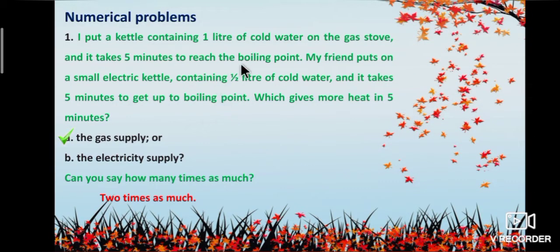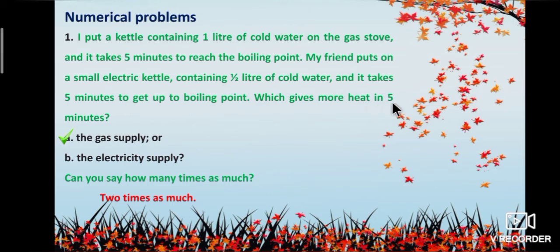Now, shall we see some numerical problems? First one, I put a kettle containing 1 liter of cold water on the gas stove and it takes 5 minutes to reach the boiling point. My friend puts on a small electric kettle containing half liter of cold water and it takes 5 minutes to get up to boiling point.